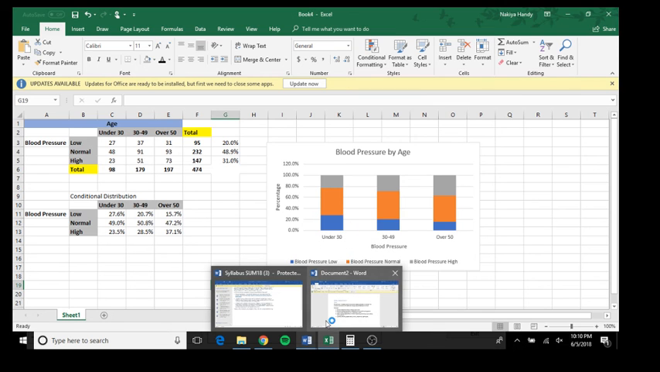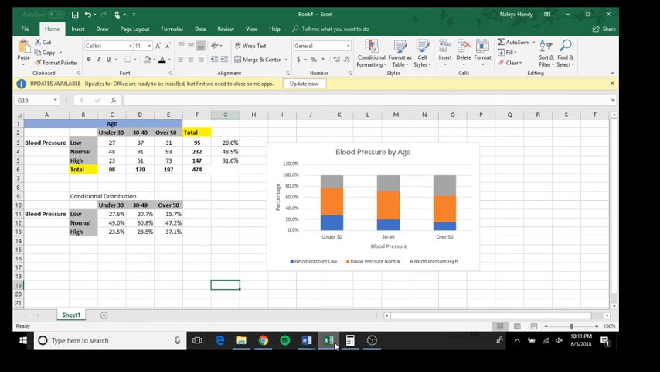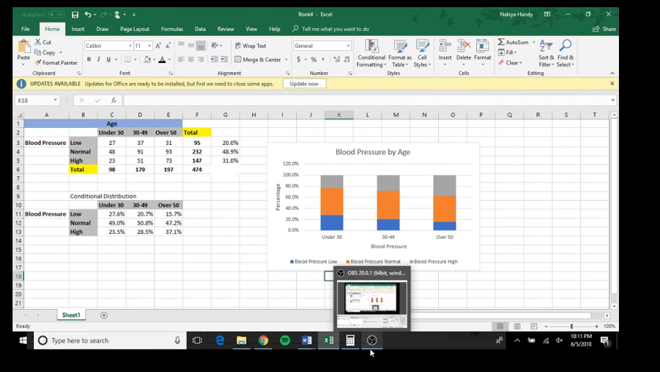So for E, the question is, does this prove that people's blood pressure increases with age? Explain. I don't think it proves that people's blood pressure increases by age, but it does show significance, and there might be more reasons behind why some age brackets have blood pressures that are low versus some that are high or normal. I don't think that it all depends on age. There are things that happen in different families, but yes. So that is exercise 37.